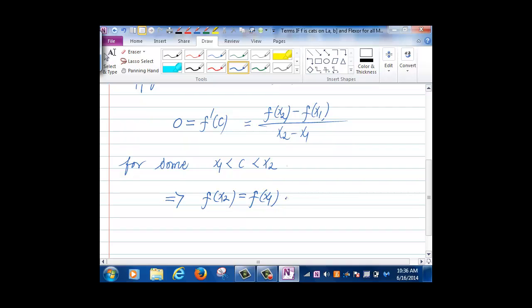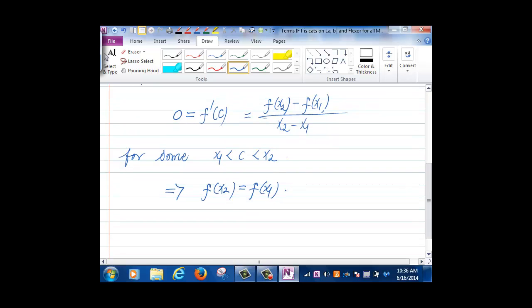Okay, so what we have shown by using the mean value theorem is that if I have an interval from a to b, and the derivative is 0 at each point there, then the function f must be constant there. So it's a constant function by knowing that. Is everybody okay with that? Okay.